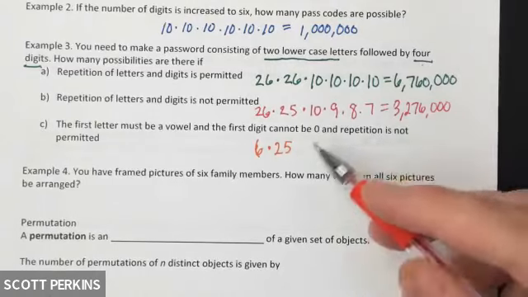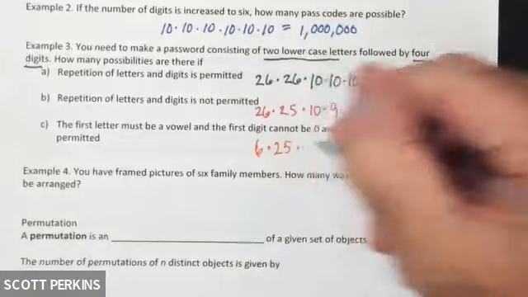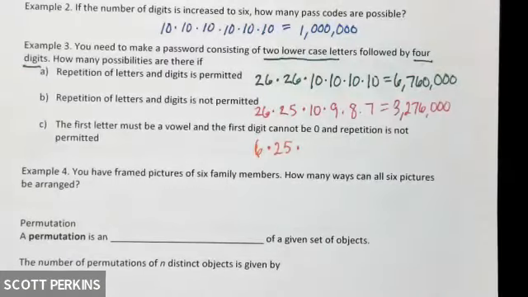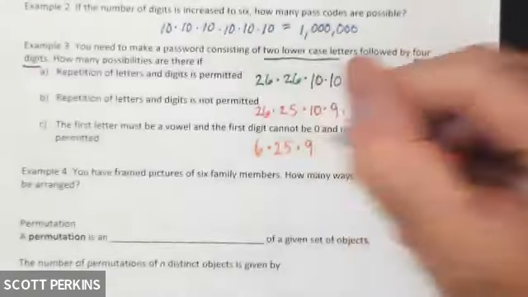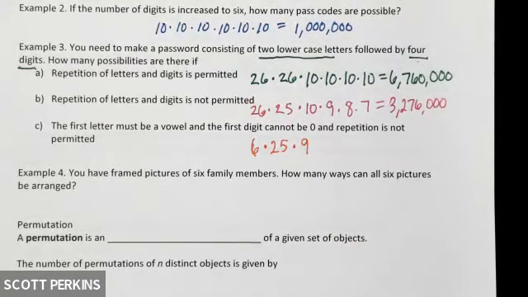Okay, and then the first digit cannot be 0. So how many options are there for my first digit then? 9. And now I just said the first digit can't be 0. I didn't say you couldn't use 0 at all. So now for the second digit, how many options do I have?